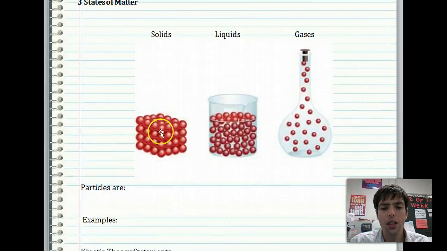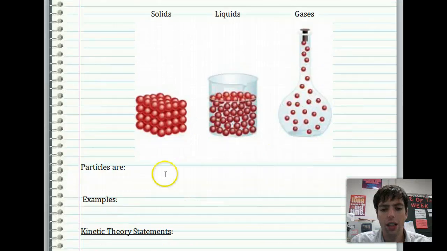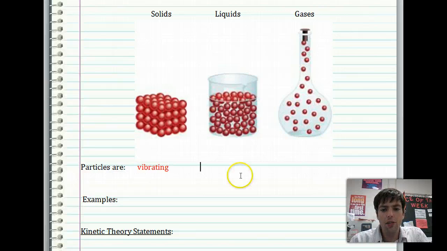So here we have our solids that are vibrating, our liquids that are spread out a little more, and here we have our gases. So the words we want to remember is that when we are having a solid, those particles are always vibrating. When we have a liquid, they got more energy, so instead of just vibrating, they're starting to be flowing around one another. And you give them even more temperature and heat, and they're going to start rocketing around the container.